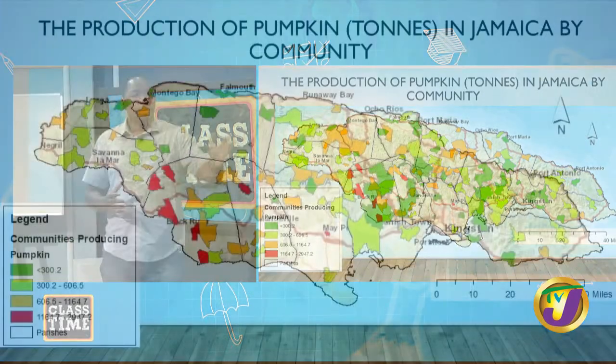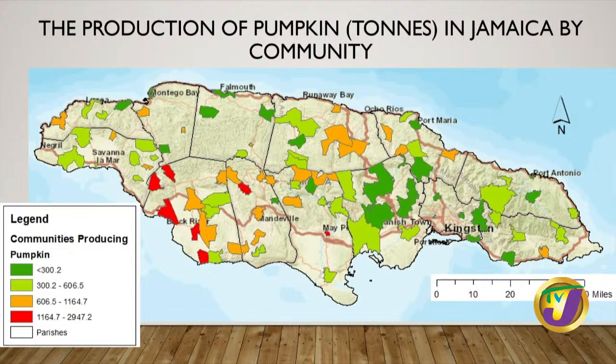And if you look at it, you can see some patterns are quite evident. For instance, most of the pumpkin that is grown in Jamaica is grown in the parish of St. Elizabeth, right? Now, the tons are reported on your legend, and in most of those communities, the output is between 1,164 and 2,947 tons. So those are the communities in St. Elizabeth, particularly the south and western sections of St. Elizabeth.